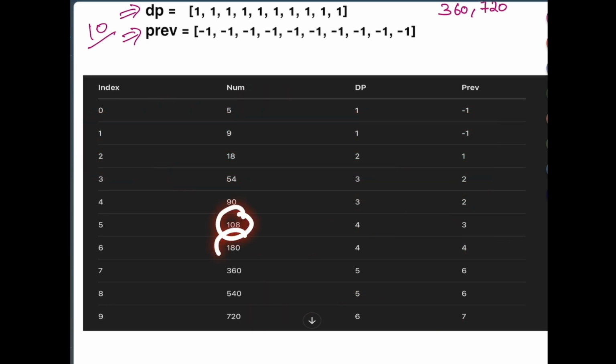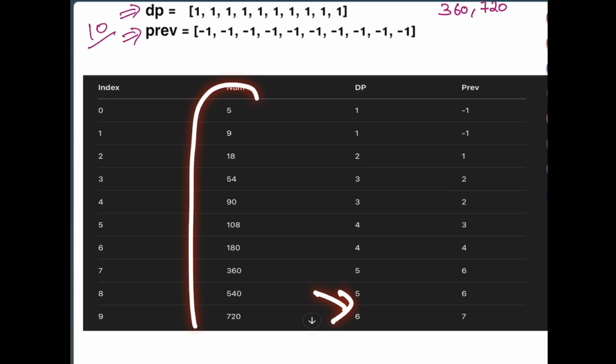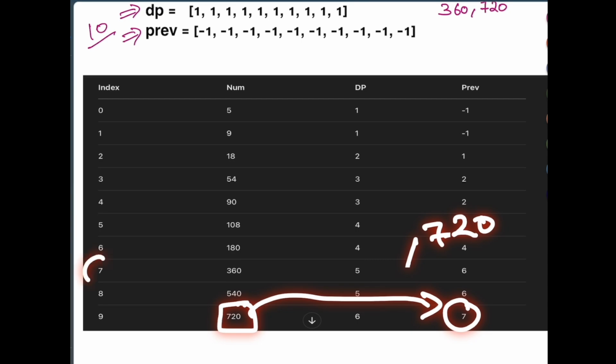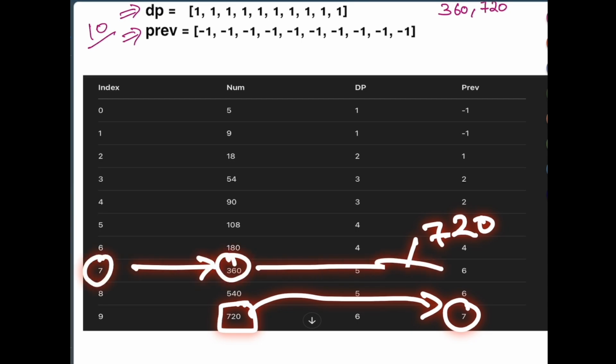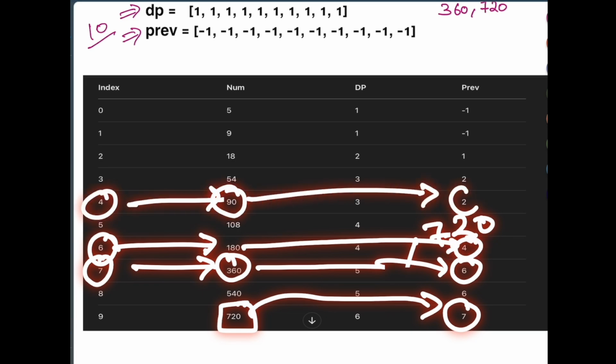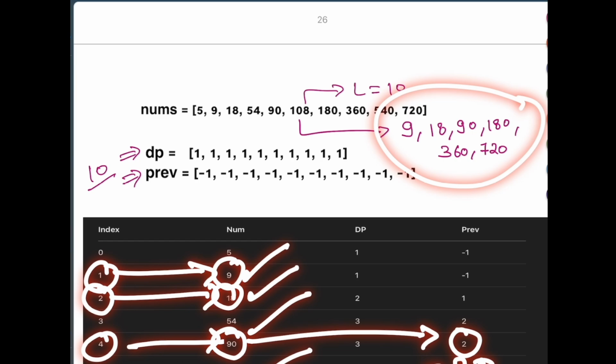You can just process for each of the input and then get the DP and find which has the maximum value, right? So for this complete input, 6 is the maximum value and the element is 720. So we can say 720 is our last element, and before 720 we have index number 7. So index number 7 is 360. Before 360 we have index number 6, which is 180. Before 180 we have index number 4, which is 90. Before 90 we have index number 2, which is 18, and before 18 we have index number 1, which is 9. So 9, 18, 90, 180, 360 and 720, and that is our output for this particular problem.